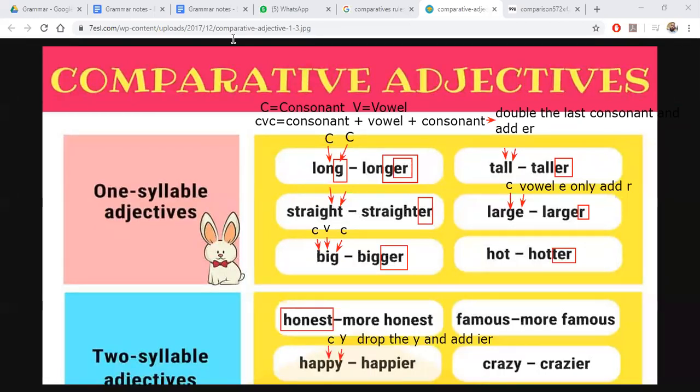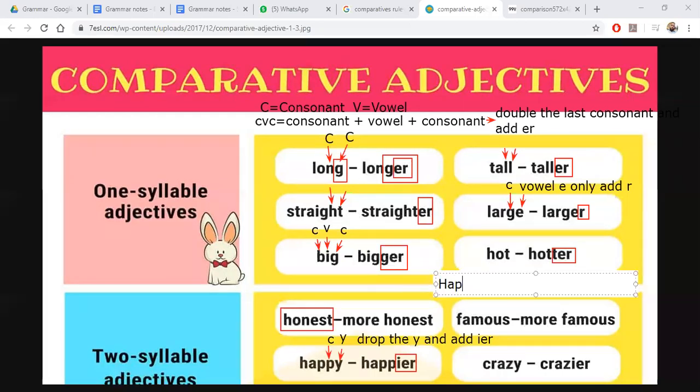We drop it, literally. And then we add I-E-R. As you can see, the Y disappears, and then we add I-E-R. The same happens here: consonant and the letter Y, we do the same thing. We have cray and then zier. Why can we do that? Because it's simple. We still have two syllables.